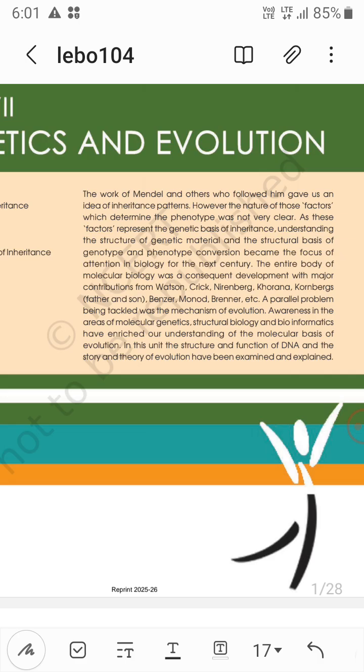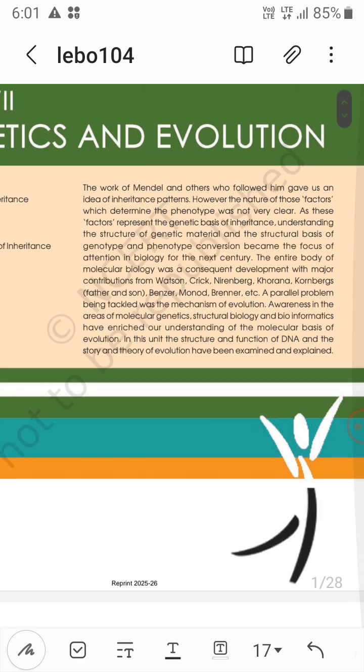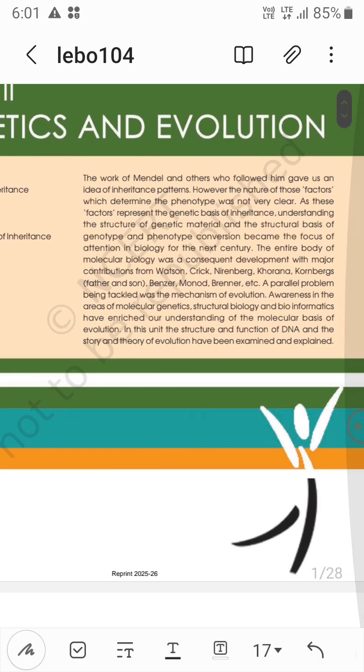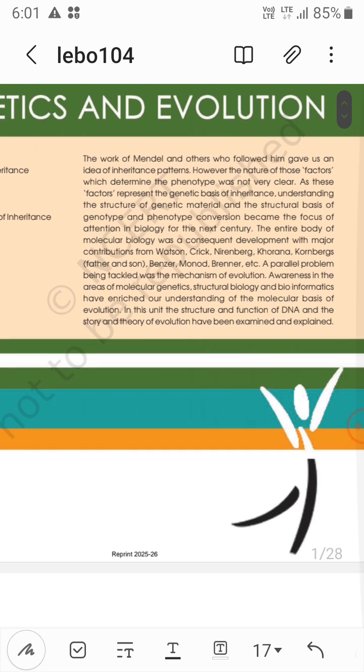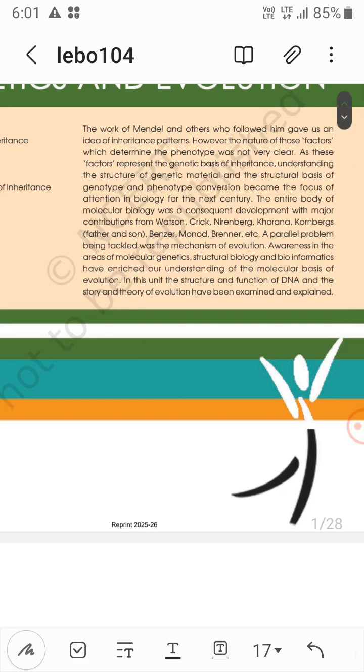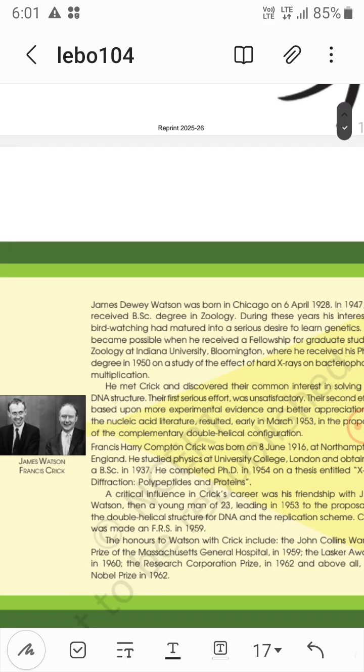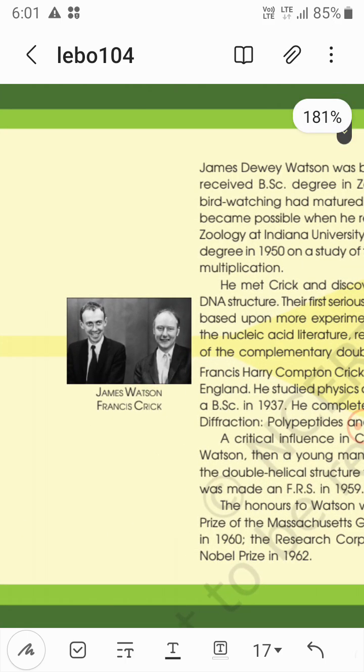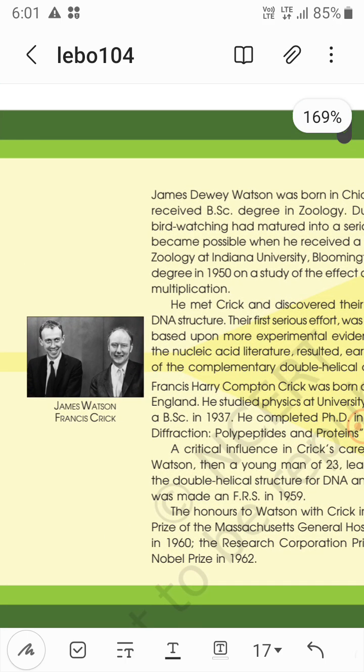A parallel problem being tackled was the mechanism of evolution. Awareness in the area of molecular genetics, structural biology, and bioinformatics has enriched our understanding of the molecular basis of evolution. In this unit, the structure and function of DNA and the theory of evolution have been examined and explained. Now, these are Watson and Crick, James Watson and Francis Crick.